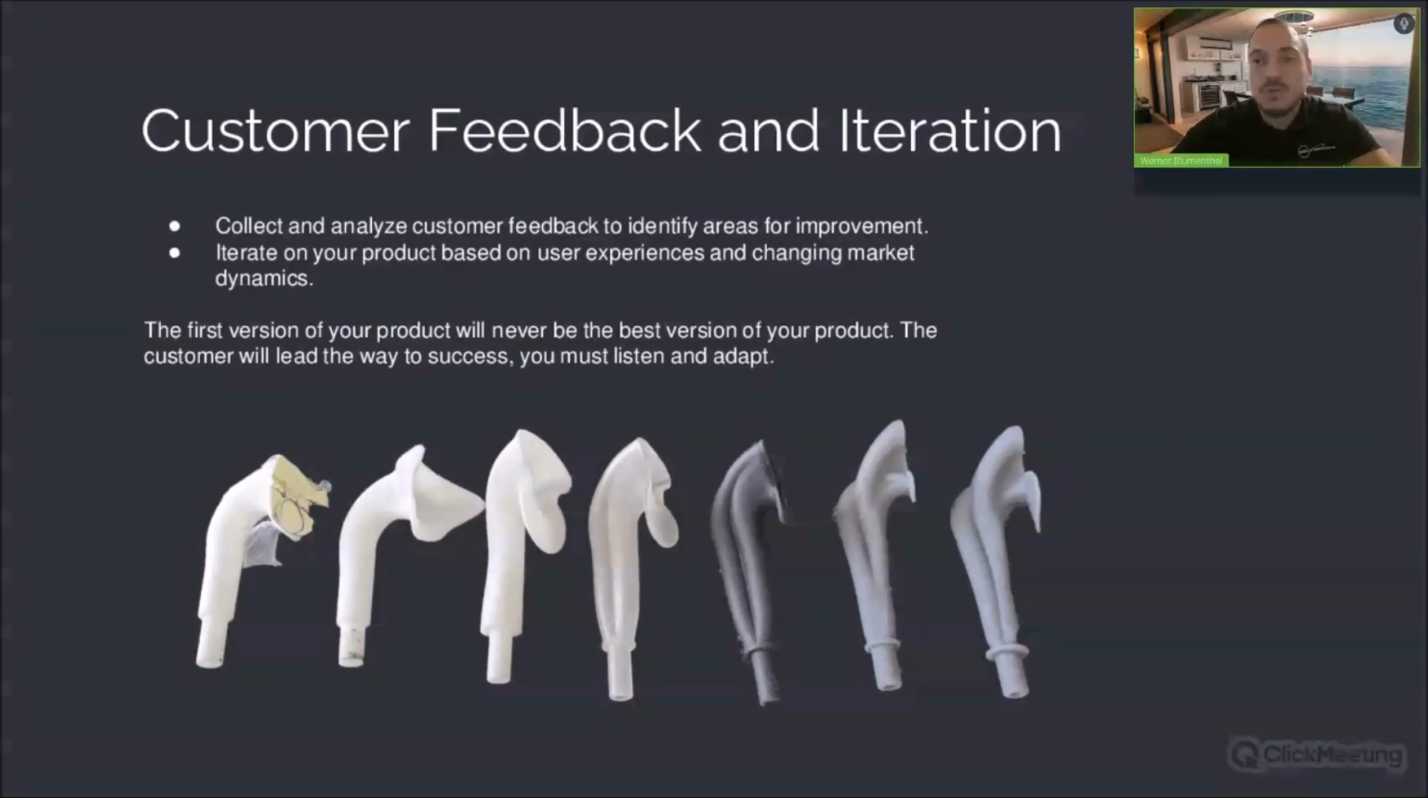So make sure that you know that the first version of your product is never going to be the best version. Your customers are always going to give you feedback. Therefore, you need to be able to understand and be nimble enough to pivot off of that information.